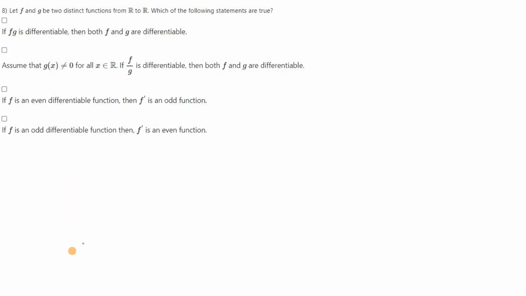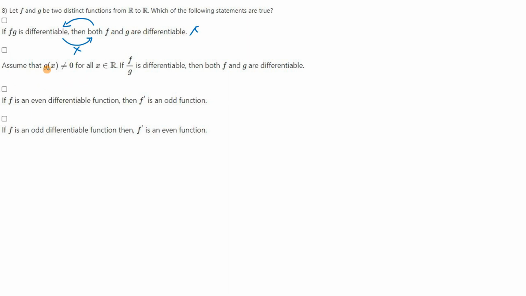Moving on, f and g are two distinct functions from R to R. Which of the following statements are true? They have given us, if f into g is differentiable, then both f and g are differentiable. We know that the reverse is true, right, but the forward is not true, so this option is wrong.